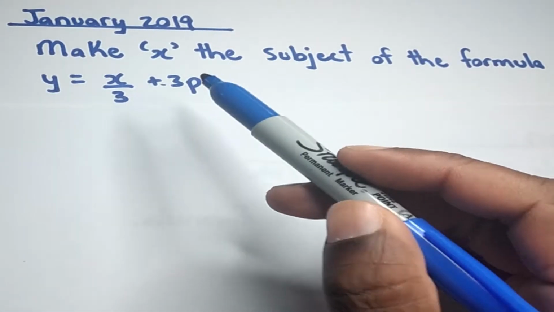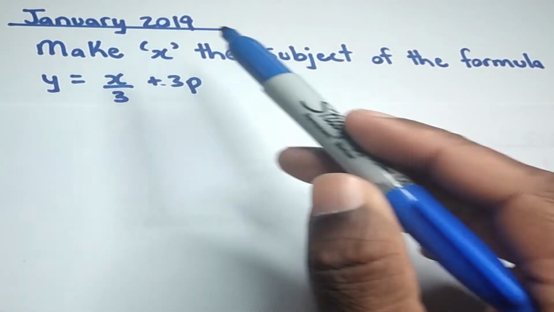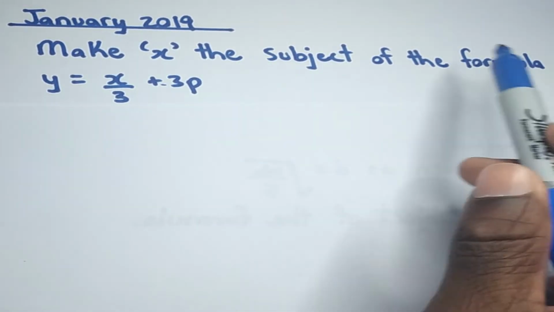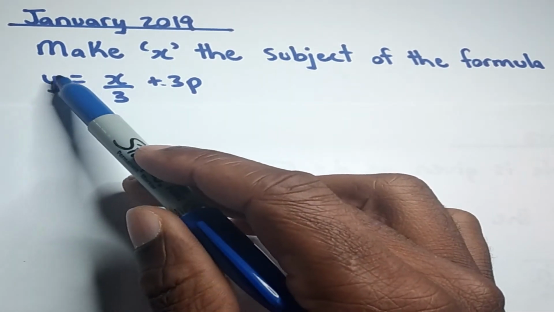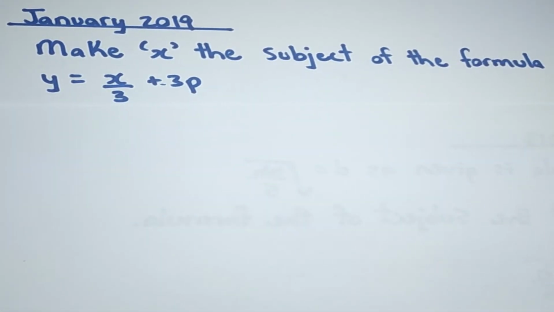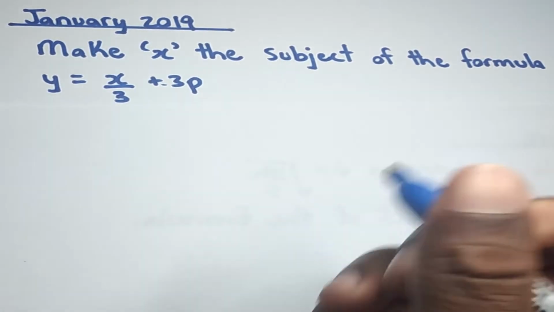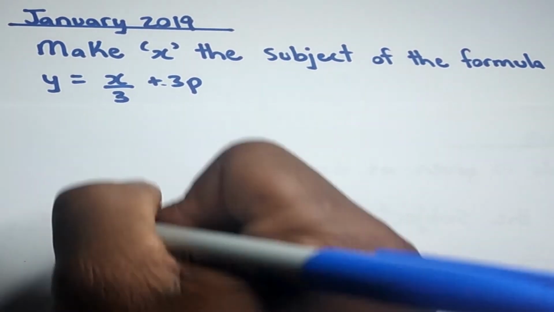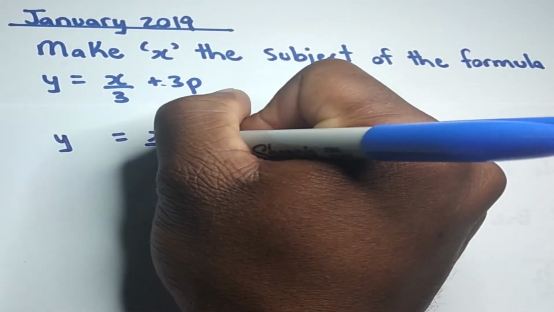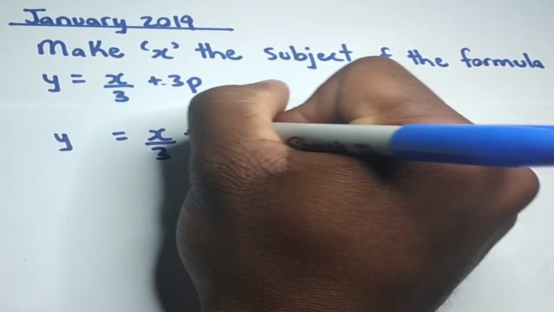Alright, so this was a question that was given on the January 2019 paper. They asked us to make x the subject of the formula, and the formula given was y is equal to x over 3 plus 3p. There are several ways we can treat a question like this one, but I'm going to take the method that I believe is the easiest way to treat a question like this. So here we have y is equal to x over 3 plus 3p.